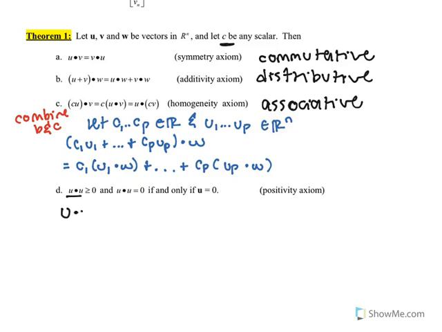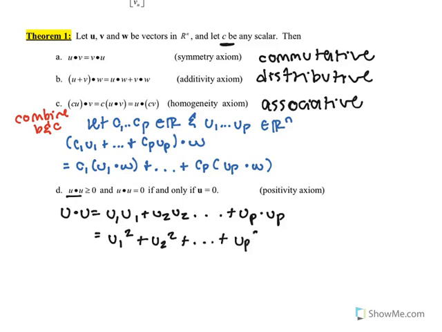If I have a vector dotted with itself, that would mean I was multiplying each of the corresponding components and adding them all together. So that would be U1 times U1 plus U2 times U2 all the way up to UP times UP. But that could also be represented by U1 squared plus U2 squared up to UP squared. And if you're adding together the sum of squares, it must be greater than or equal to 0. And the only time that it would be equal to 0 is if U was in fact the 0 vector.